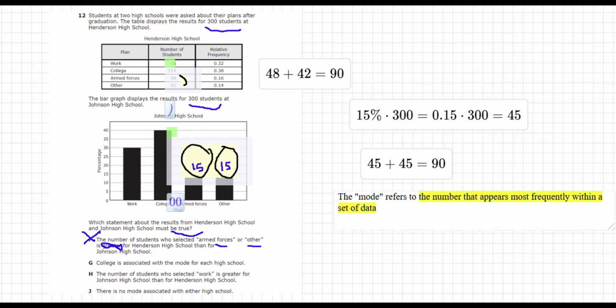Option G. College is associated with the mode for each high school. The mode refers to the number that appears most frequently within a set of data. Therefore, G is the correct answer.